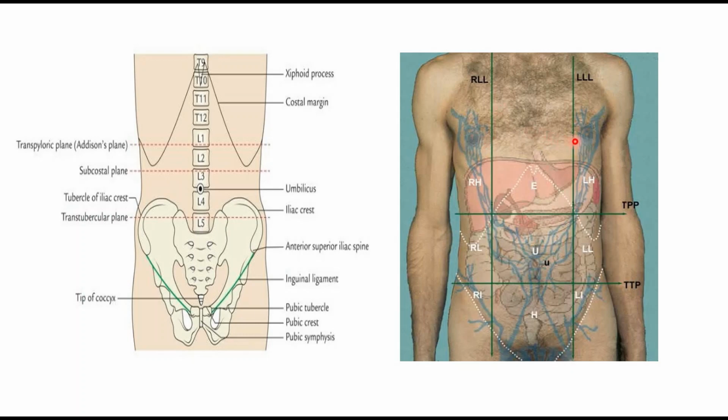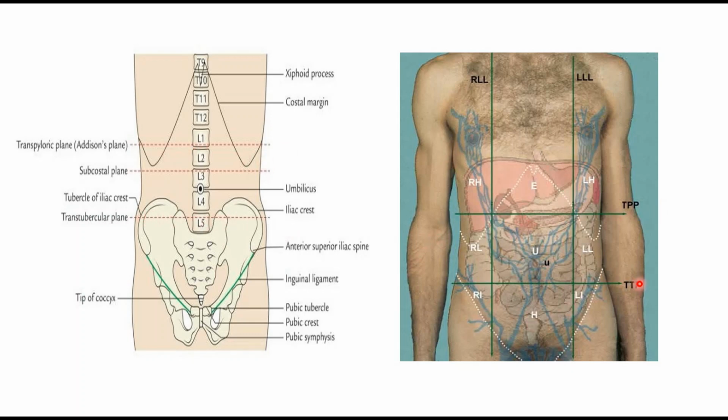There are 3 planes which are used to divide the abdomen into 9 quadrants. The first one is the transpyloric plane. This plane is at the level of the lower border of L1 vertebra, which you can see here in this picture. And we also have the transtubercular plane. This plane is present at the upper border of L5. This is a line between the 2 tubercles present in the iliac crest.